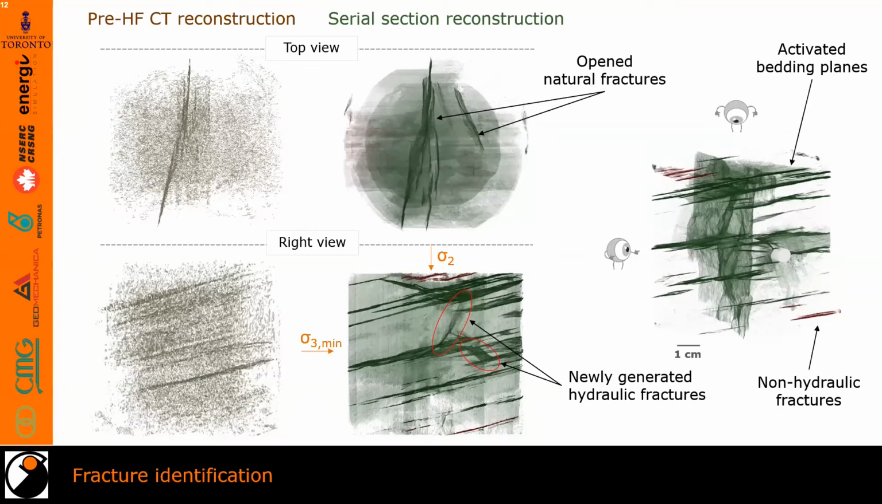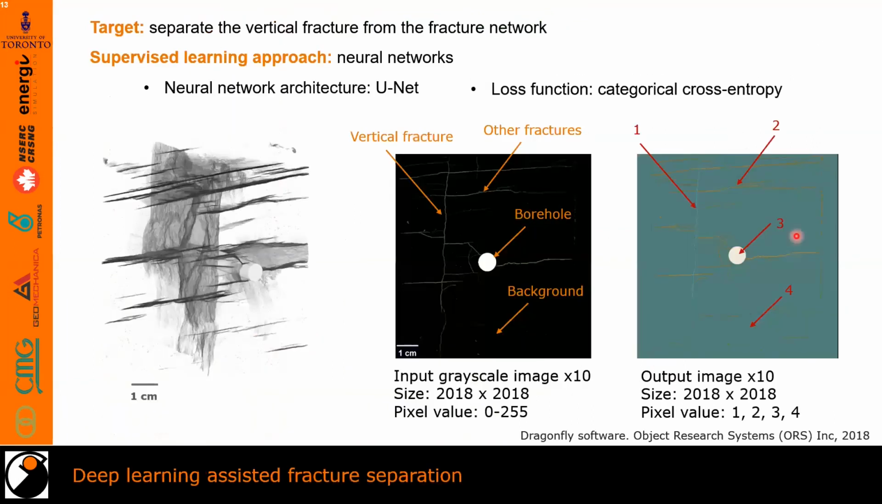So with those fractures identified, we are able to study how each fracture contributes to the fracture network propagation. And in order to do that, it is better to separate all the fractures from each other and look at them individually. Since the subvertical natural fracture crosscuts most of the bedding planes, if this fracture can be separated from the fracture network, then the remaining parallel fracture sets can be relatively easier separated.